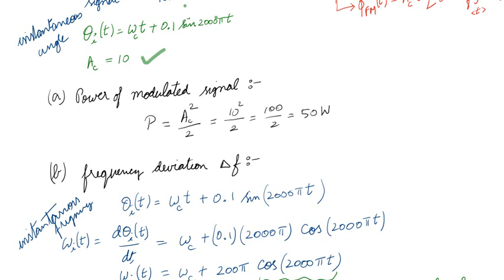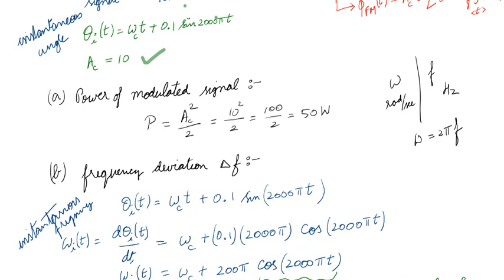Remember, we can express frequency in two ways: as omega or as f. For omega the unit is radians per second; for f the unit is hertz. They are related by omega = 2 pi f. If I differentiate theta with respect to t, I will get omega_i in radians per second. Differentiating omega c t with respect to t gives omega c. Differentiating 0.1 sin 2000 pi t gives 0.1 cos of 2000 pi t, multiplied by 2000 pi. So I differentiate this term with respect to t and get this.